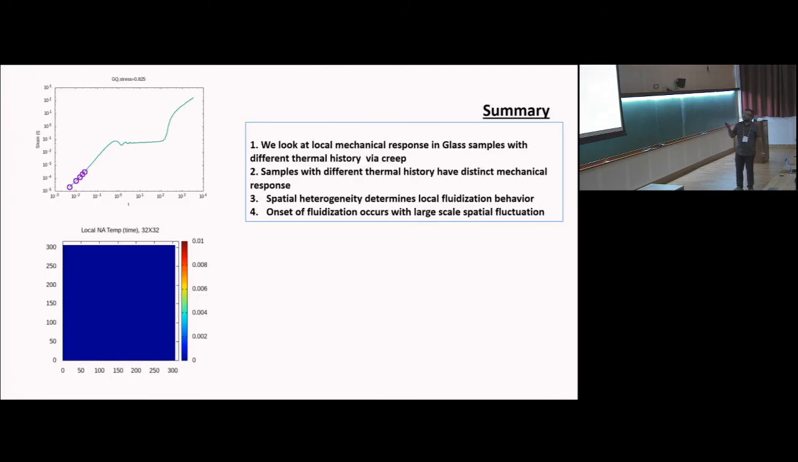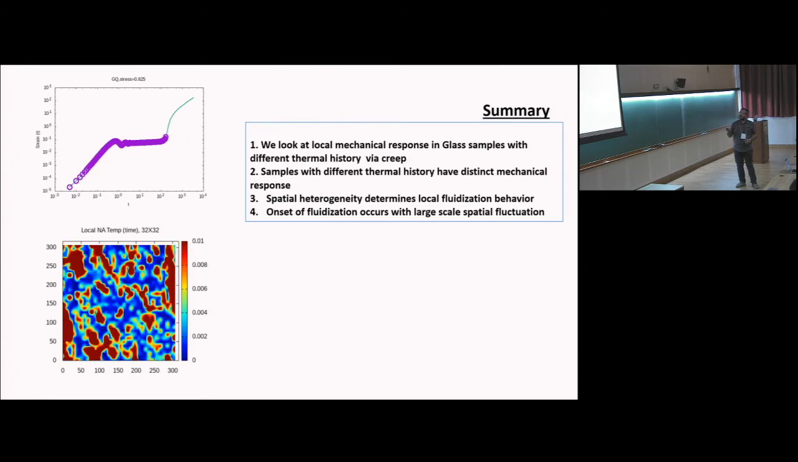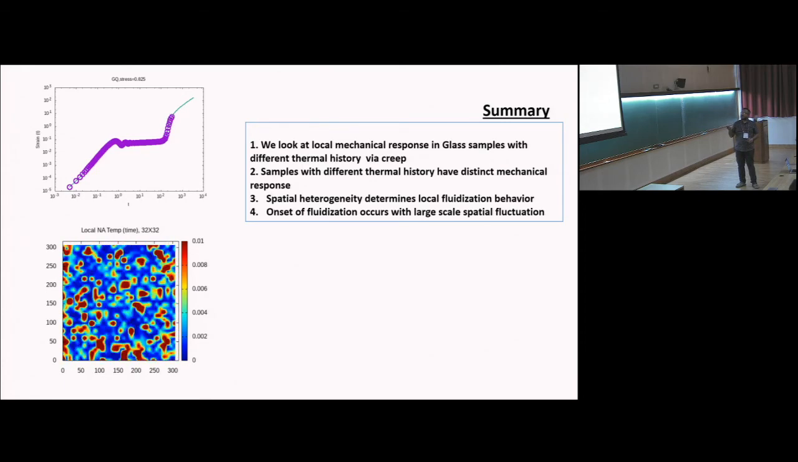Let us summarize the message that I have shown here. We looked at the local mechanical response in glass samples with different thermal history via creep. We show that the samples with different thermal history have different mechanical response, and also they have different static thresholds. However, their dynamic threshold is the same. We have seen the role of spatial heterogeneity and how it determines the local fluidization behavior. And also we have shown that the onset of fluidization occurs with large spatial fluctuations.